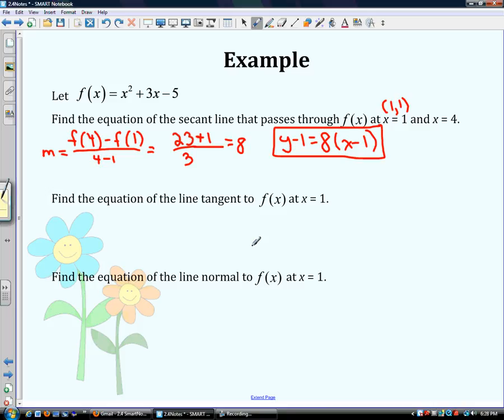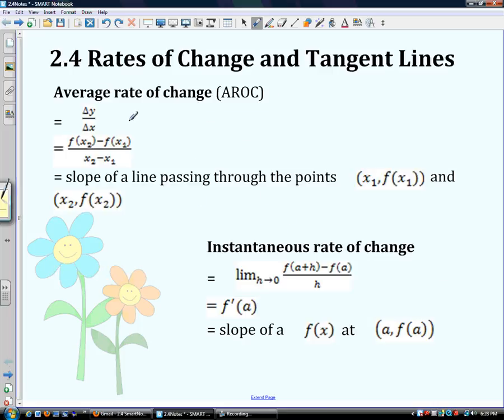Okay, next one says, find the equation of the line tangent to the function at x equals 1. Okay. So in order to find the equation of the tangent line, I need the slope at any point. Well, I can't find the slope at 1 using just 1 and 1, because then I would get 0 over 0, right? If I had f of 1 minus f of 1 divided by 1 minus 1, 0 over 0, I need to do something different, okay? And my something different is this limit formula, okay? So this is how we find derivatives, right? That is our f prime of a.